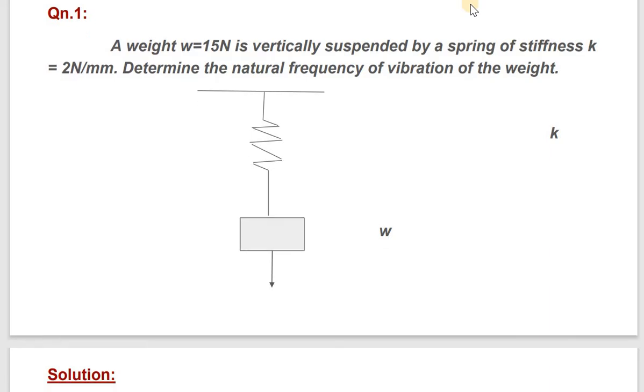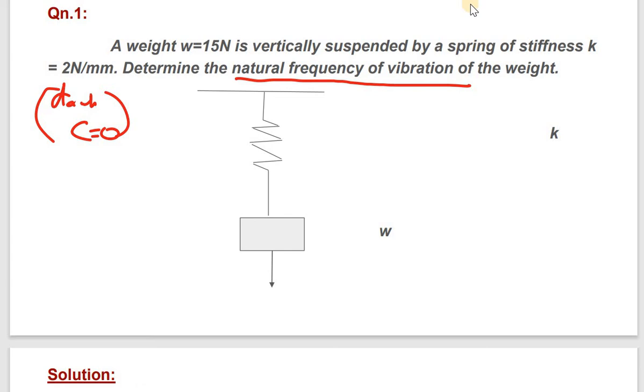Here there is no damping given. There is no word called damping in this question. So this is an undamped vibration only. In this class we will be discussing only undamped, so the C value will be 0. It will not be given in these questions. So first, what is the thing I have to find out? Natural frequency of vibration.